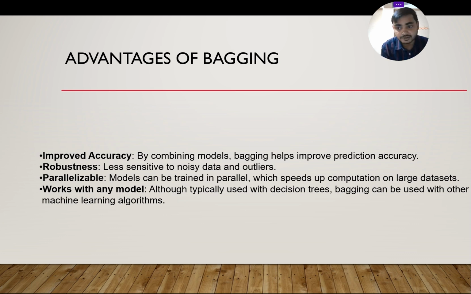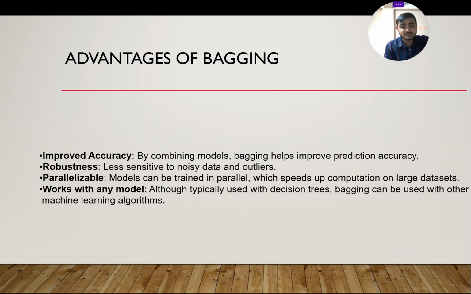What is the advantage of bagging? Look, the main principle of ensemble bagging is that we get a better result, because it's not prone to overfitting, right? Why is it not prone to overfitting? It does not rely on a single model's wisdom; it applies multiple models' wisdom. So the first point is improved accuracy. Because it's not prone to overfitting, we get a more accurate result. Improved accuracy by combining models: bagging helps improve prediction accuracy, which is very obvious.